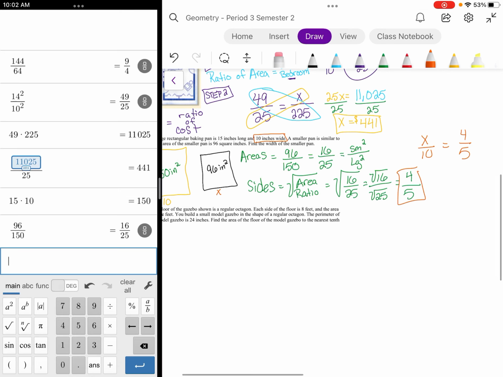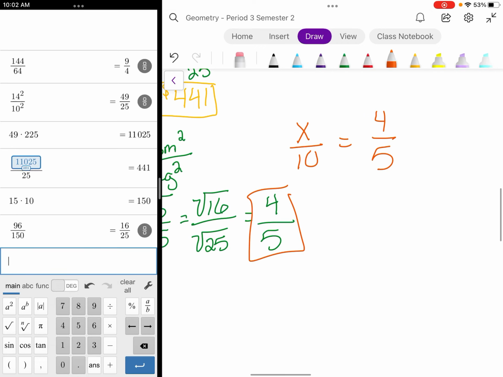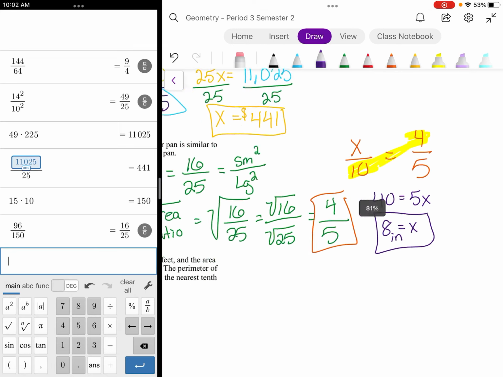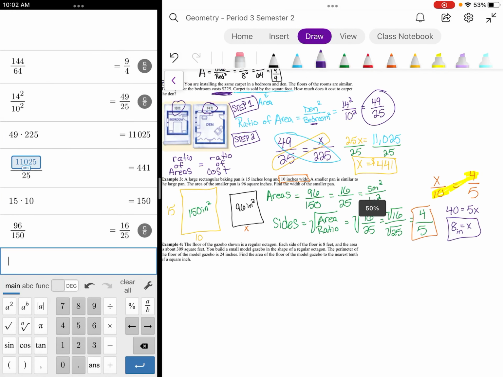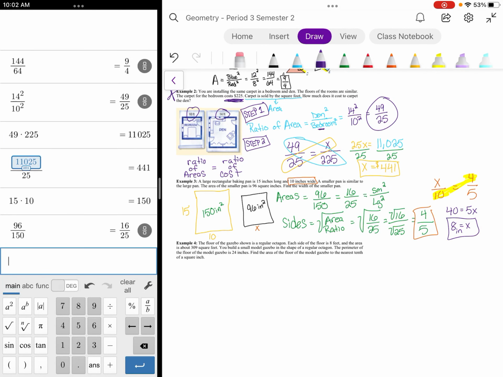Then we will cross multiply. We will get 40 equals 5x, divide by 5, 8 equals x. So the width of the smaller pan is going to be 8 inches. So these ones are kind of a few steps. You have to work through the process to get the information we need in order to find our answer.